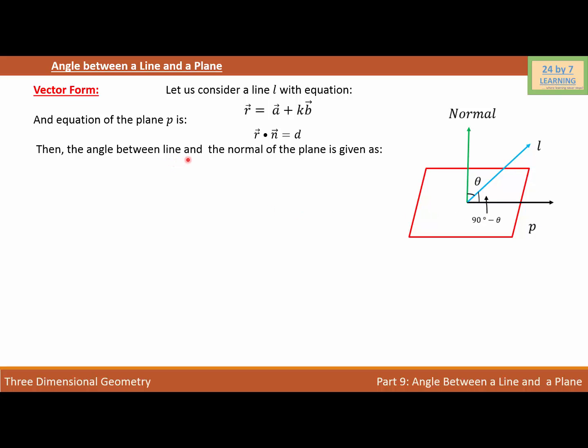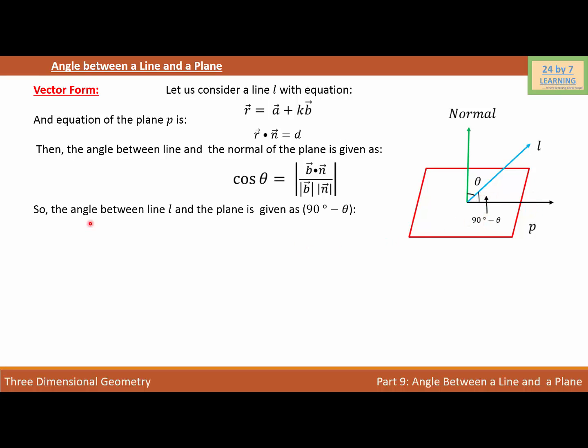Then the angle between the line and the normal of the plane is given as cosine theta is equal to the absolute value, or mod, of vector b dot vector n over magnitude of vector b times magnitude of vector n. So theta is the angle between the normal and the line, but technically what we need to find is the angle between the line and the plane, which is 90 minus theta.